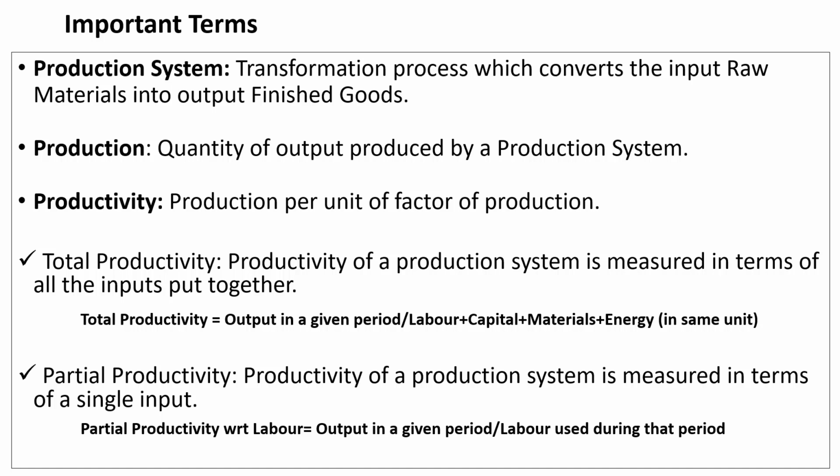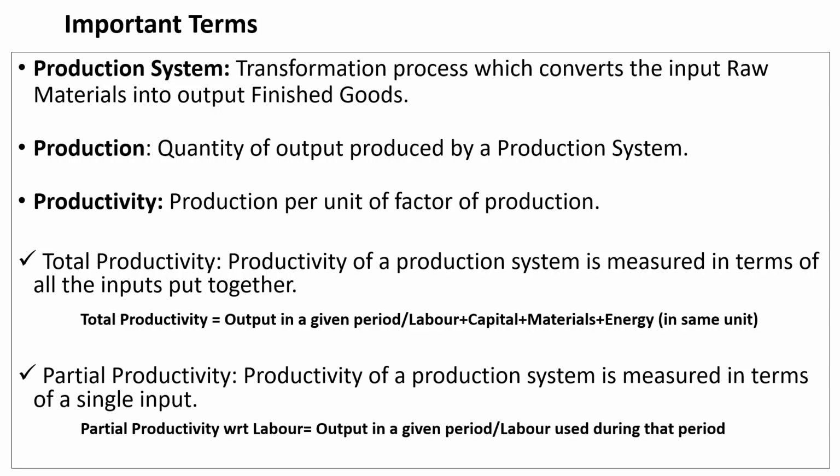Now before we go to the topic, let's recapitulate a few terms which are very important in production management. First is production system. It basically refers to the transformation process which converts the input raw materials into output finished goods. Second is production. By production we mean the quantity of output produced by a production system.